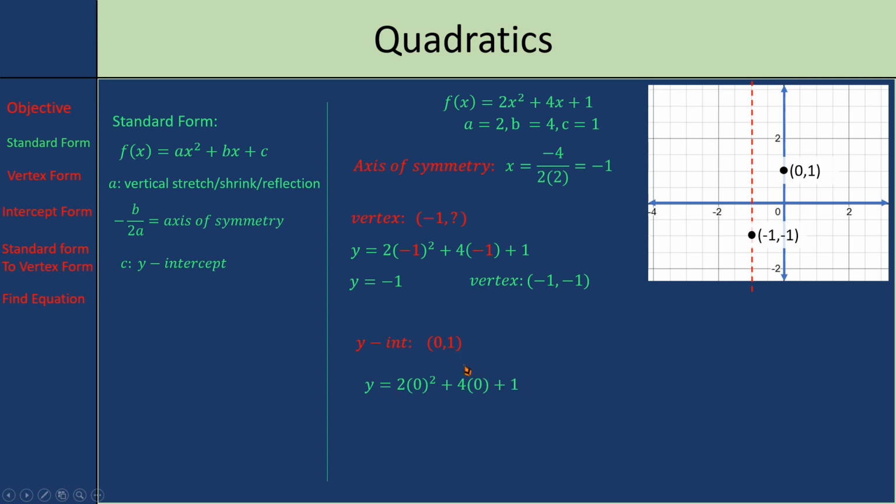That's how I got that y-intercept, because C is the only value remaining when you put 0 in for x. So y-intercept is (0, 1). And it's important that you see how that works. Okay, so now I have my vertex and a point, and I have my axis of symmetry.